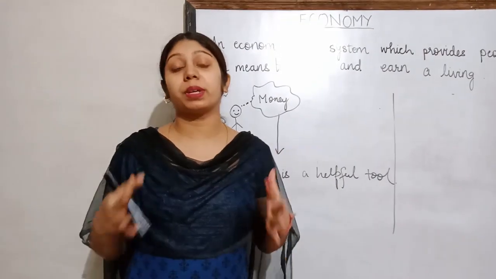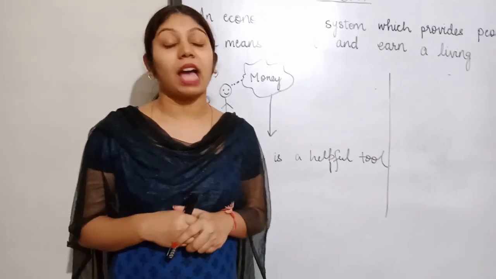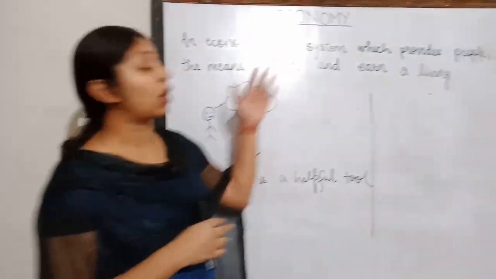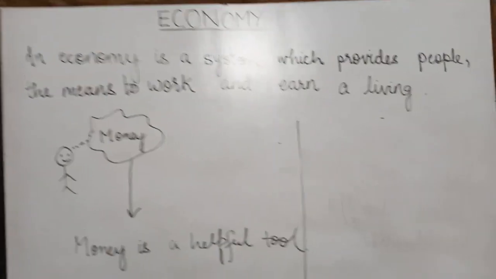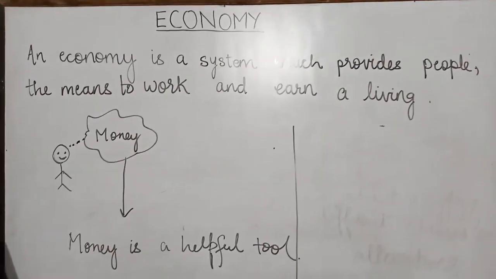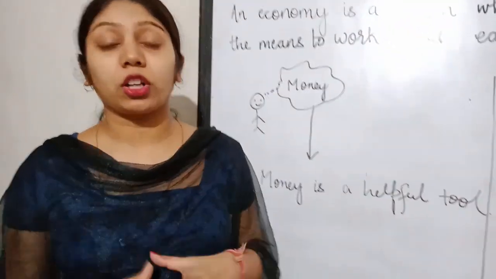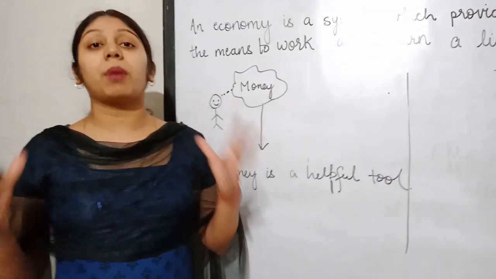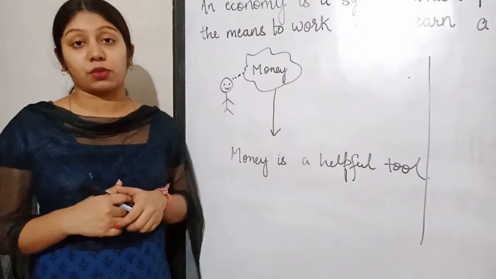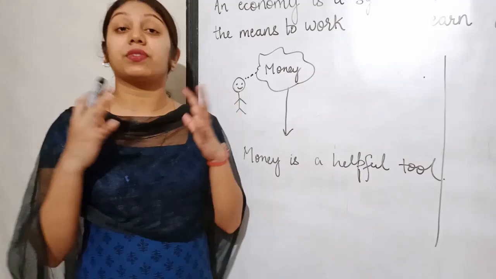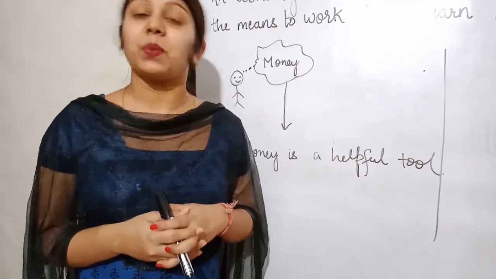Now, before beginning with the chapter, let us understand about economy and its meaning. What is economy? An economy is a system which provides people the means to work and earn a living. Now, whenever we think of the word economy, we think it is all about money. Okay, money is just a helpful tool over here. It is about weighing different choices or alternatives. Let us understand this with an example.